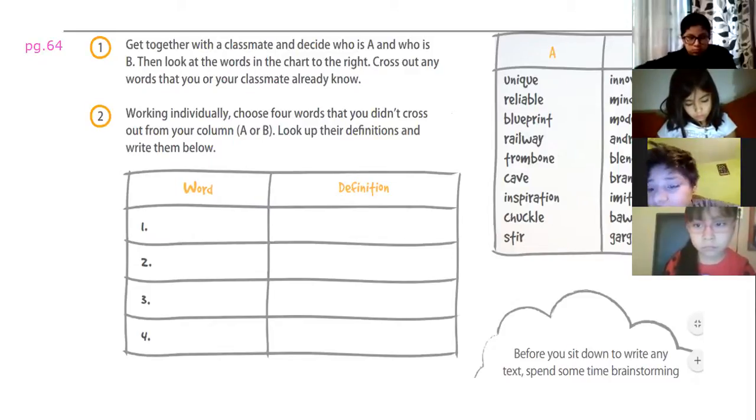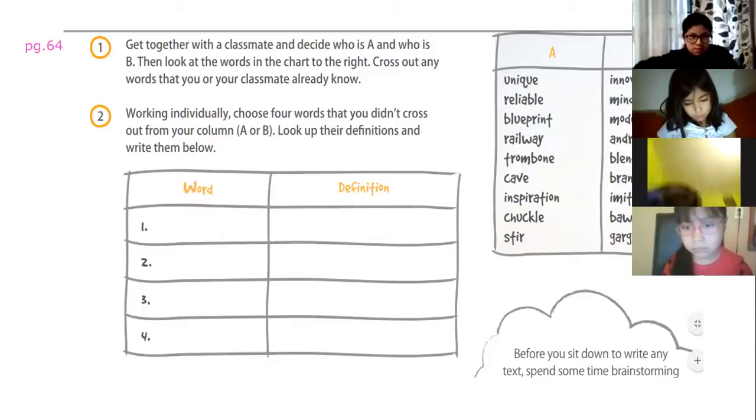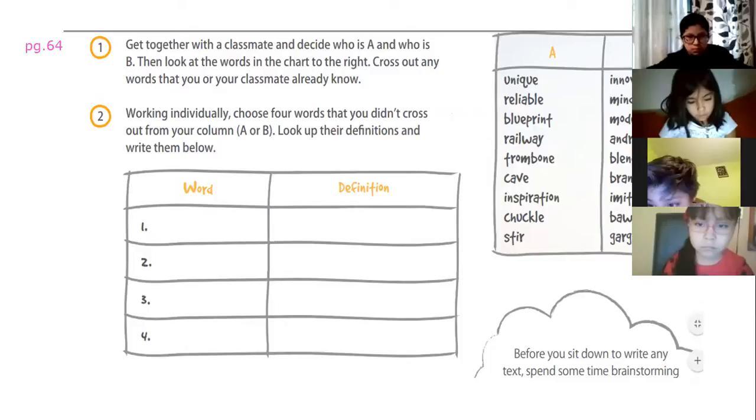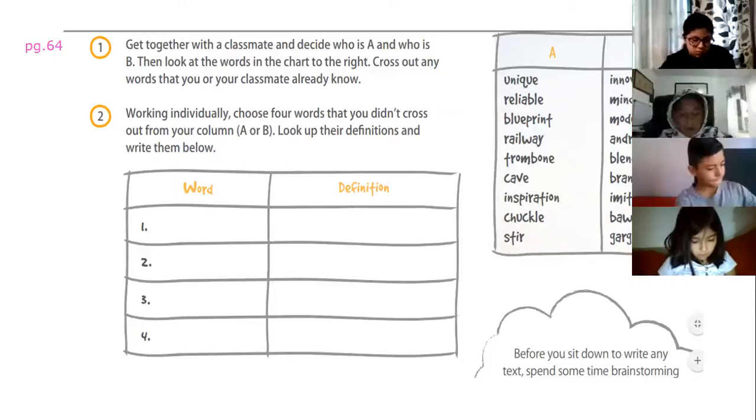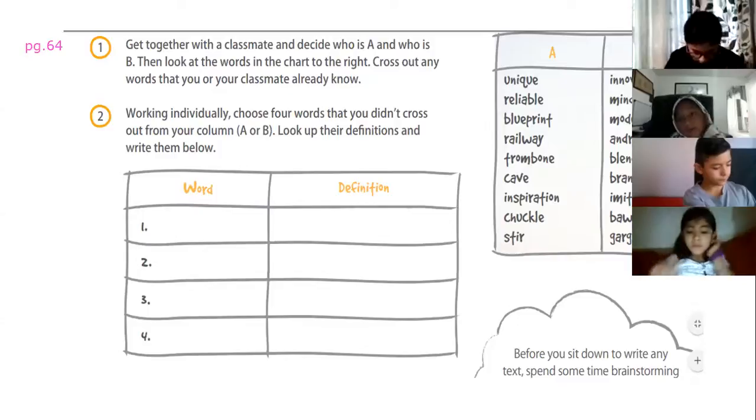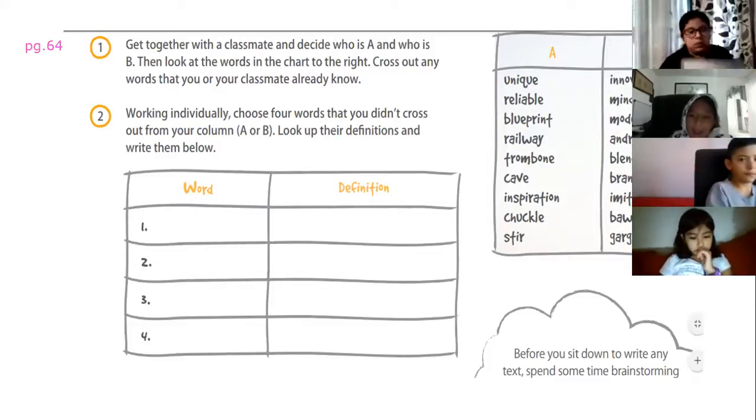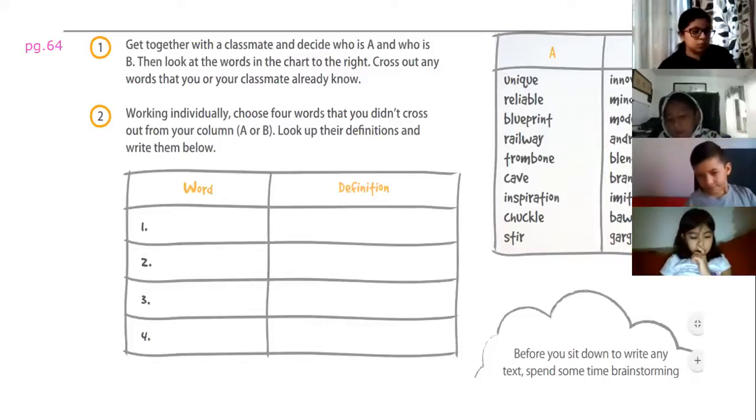Yes, there is unit, reliable, blue, railway, trombone, cake, inspiration, chocolate. Oh, it's hard. Jael, can you help me to read that?